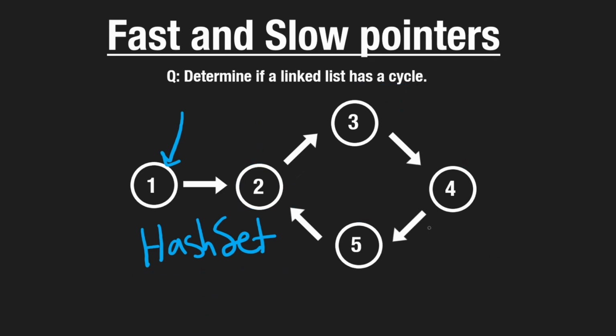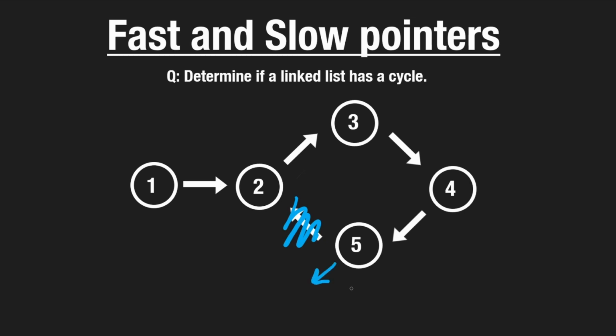But what if there's not a cycle? What would happen? Suppose this 5 didn't point at anything. Suppose it's pointing at null. Well, in that case, we would have a pointer, and then it would keep iterating through the entire linked list until eventually it reached null. If we reach null, that's the end of the linked list.